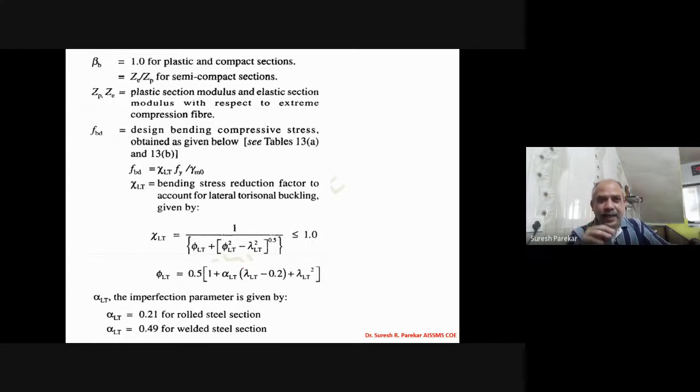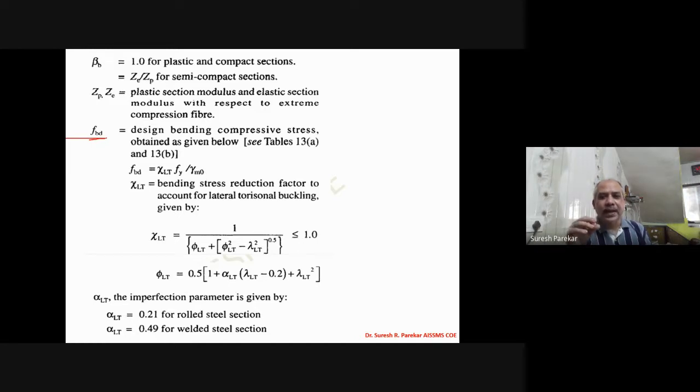Now beta B we have again same everywhere, that is 1 for plastic and compact, and for semi-compact we have ZE upon ZP. Now important here is how to calculate FBD. Again, as we have seen in compression member, we can use formulas or we can go with the tables. There we calculated by using tables only. Here we are going to calculate by table also and by formula also, and we are going to check the answers.